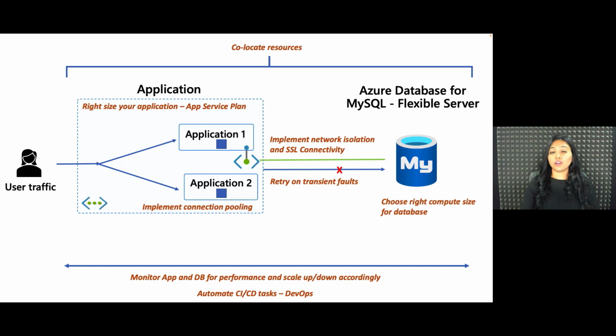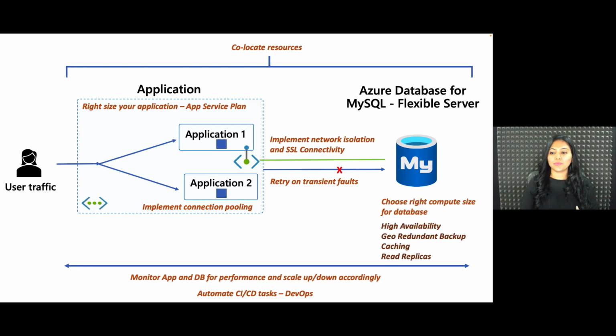The next is automate CI/CD tasks, that is use DevOps, not just for your application, but also for your database. Application you saw just now, right? Using GitHub Actions. The same you can use for managing database schema updates as well. GitHub Actions as well as Azure Pipelines are compatible and supporting database schema updates to Azure Database for MySQL Flexible Server.